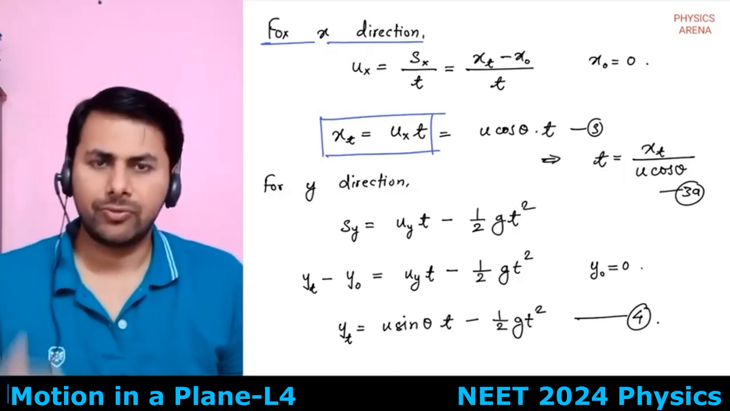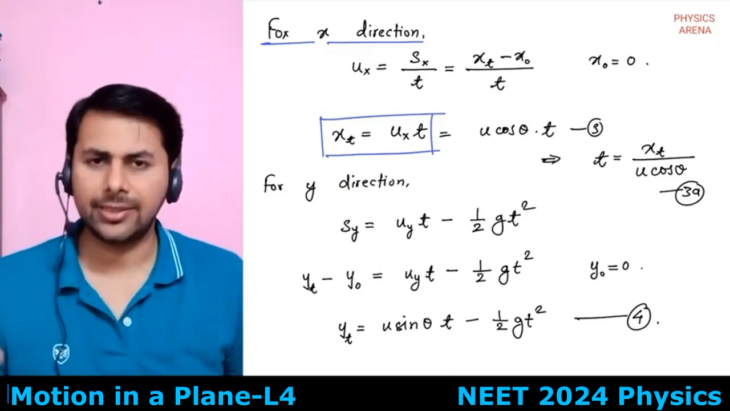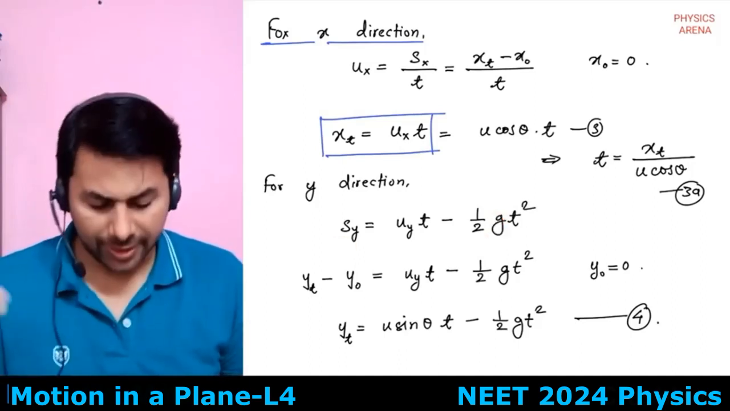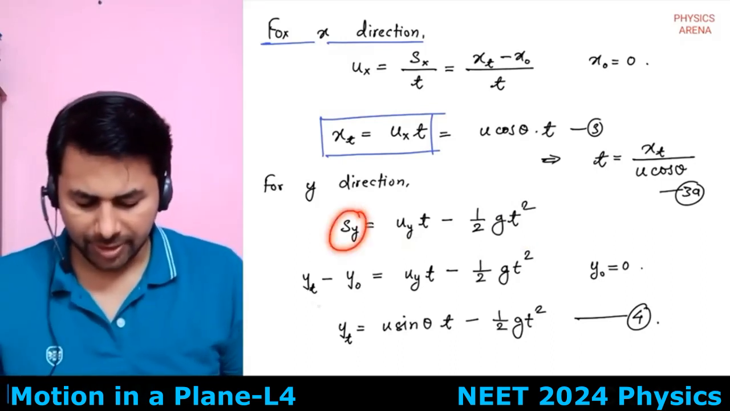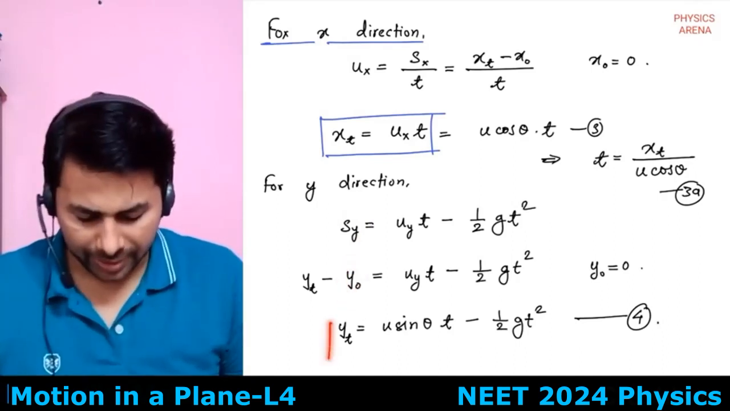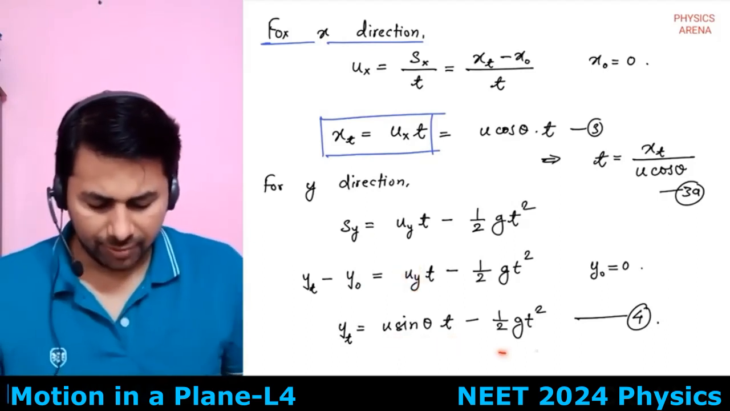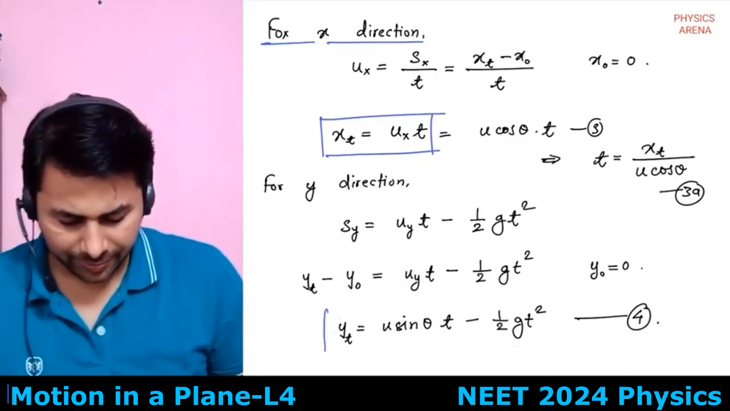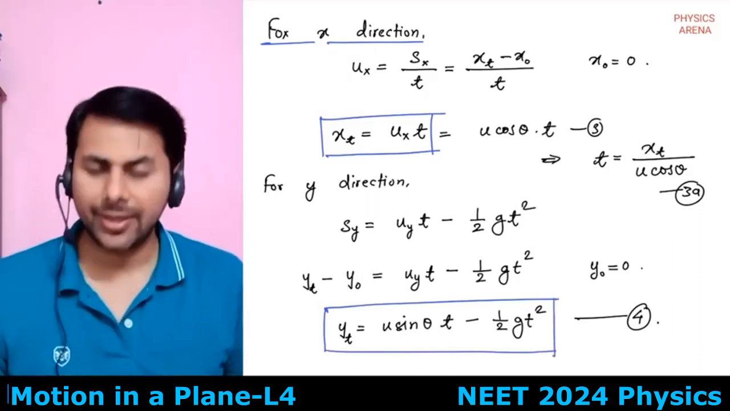Then for the y direction, we want displacement in the y direction. For that, we can apply this equation, s is equal to ut plus half at square. A is minus g. So we get displacement in the y direction equals uy times t minus half of g into t square. And this displacement is final y position minus initial y position. The initial y position is 0. So we get final y position equals u sine theta into t minus half of g t square. So we get these two equations, one for the x direction, one for the y direction.